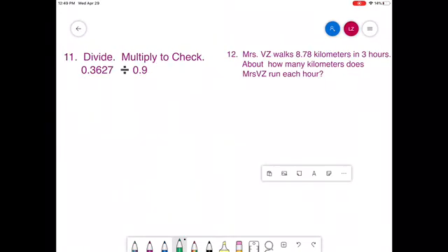Let's move on to number 11. Divide, multiply to check. All right, the same as the previous one. Go ahead and pause and do number 11 and then come back when you think you've got the right answers.